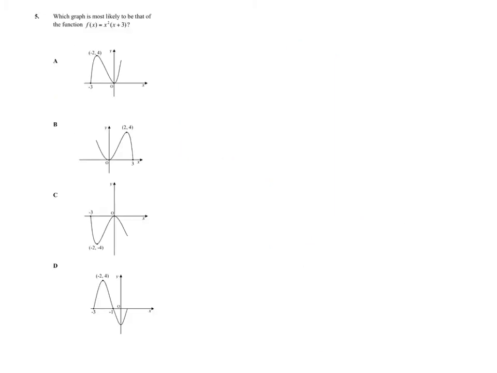Question number 5. Which graph is most likely to be that of the function f of x equals x squared bracket x plus 3? So we have 4 different graphs here. The first thing we have to do is determine where the roots of the graph are. So that's where it cuts the x-axis or touches the x-axis, and that occurs when y equals 0 or when f of x equals 0. So we have x squared bracket x plus 3, and we're going to make it equal to 0 in order to find out the roots.